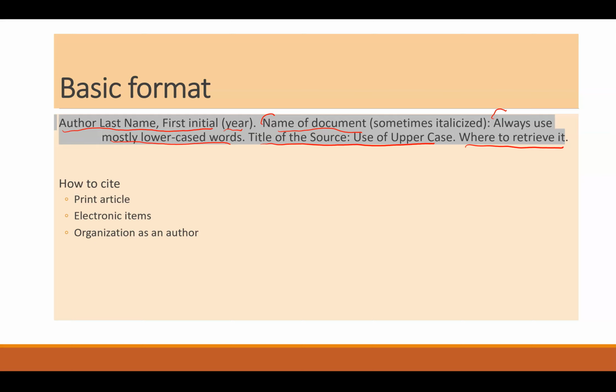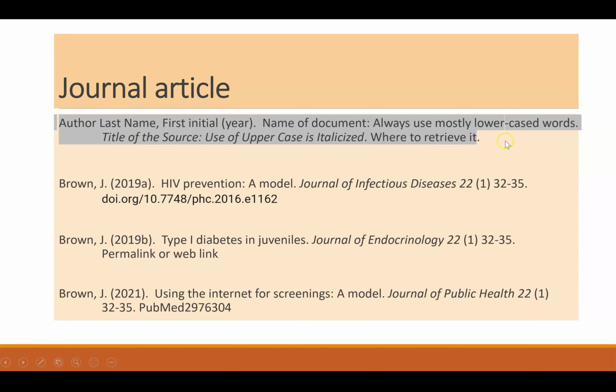So we're going to look at how to cite print articles and electronic items because those are the 2 main forms of citations that you'll have in your reference list. So here we have journal article. At the top of the page, highlighted in gray, is the correct way to cite a journal article.